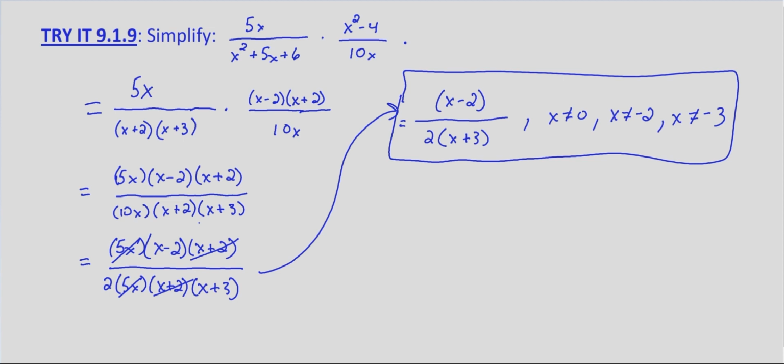And then, even though they're not asking for it, because technically it's what we should do, I'm still writing out what x cannot equal. And that's our factored and simplified form of our multiplication of these two rational expressions that we started with.